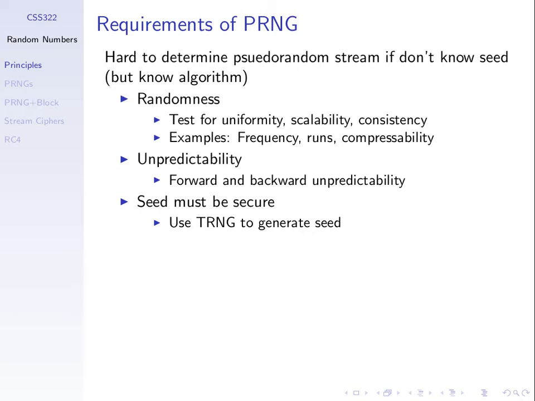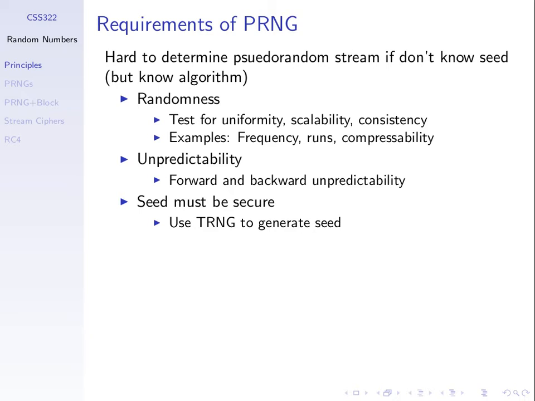Our random sequence should be unpredictable. Given one value, it should be hard to predict the next value in the sequence. And given the current value, it should be hard to predict the previous value. That's the forward and backward unpredictability. Here's my sequence. What we'd like is, if the current value is 5, it should be hard to predict what the next value in the sequence will be.